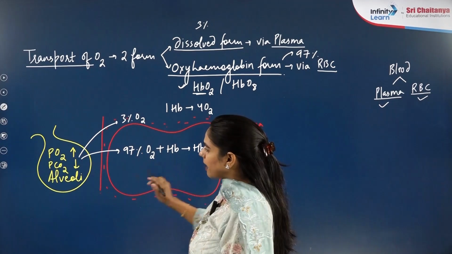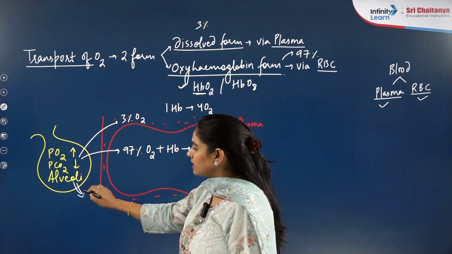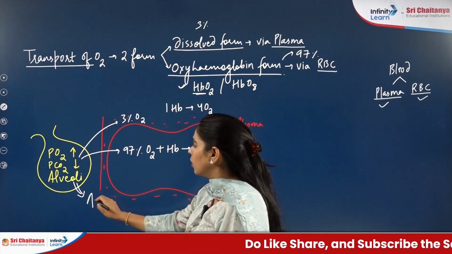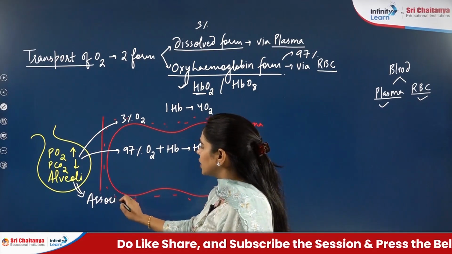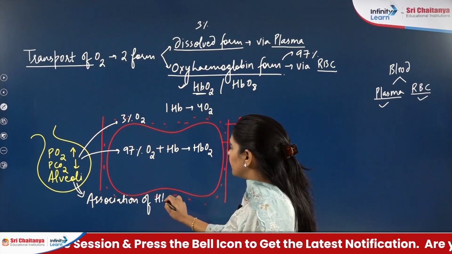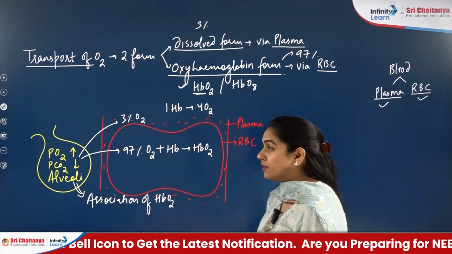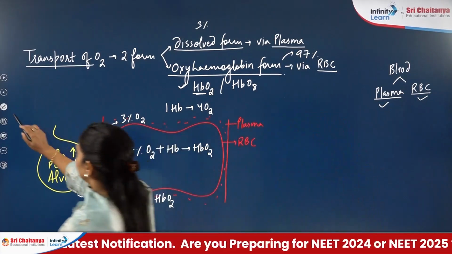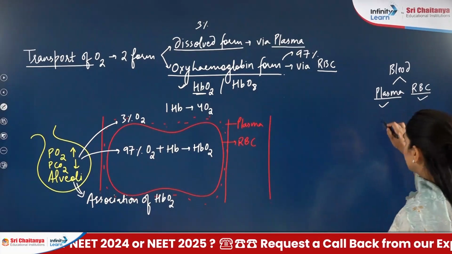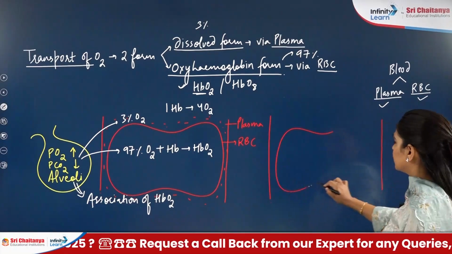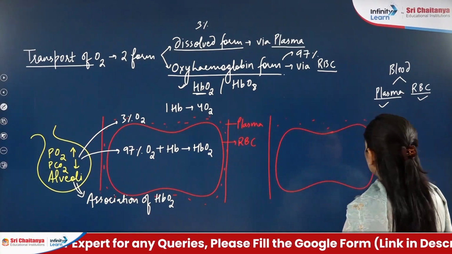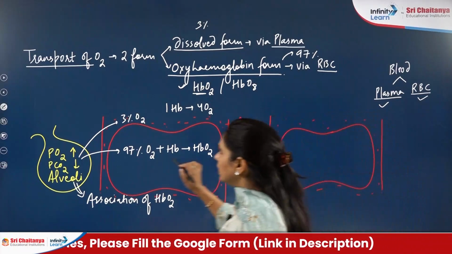So what is happening at the alveolar site? Association of oxygen with hemoglobin. It represents association of HbO2. Right. Now this blood will reach the tissues, because they require the oxygen, right? The blood has to give the oxygen to the tissues.